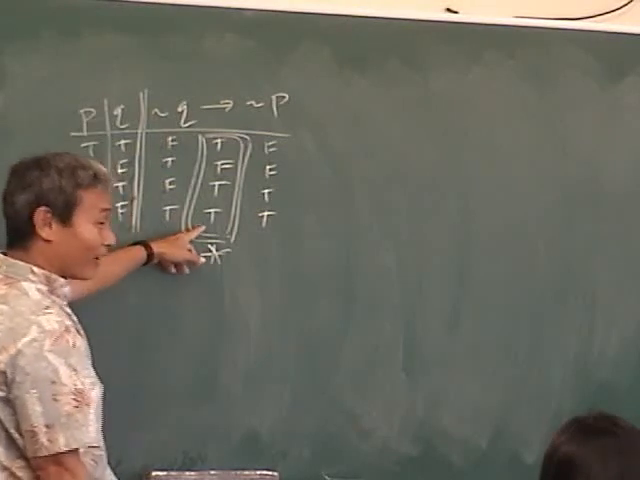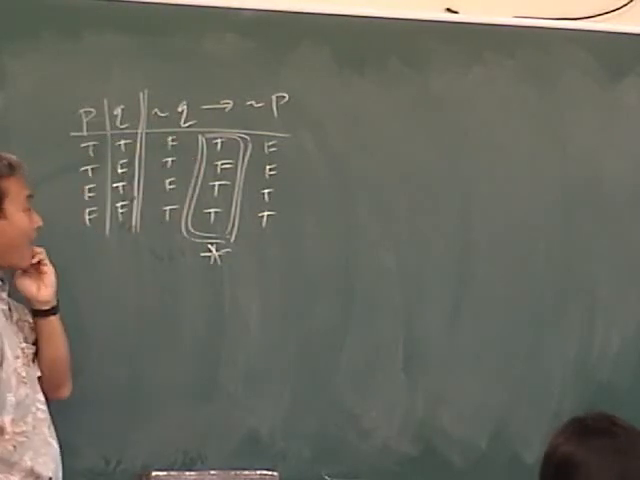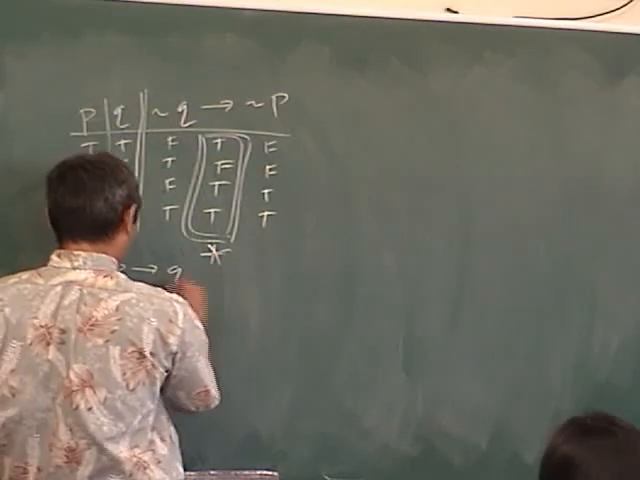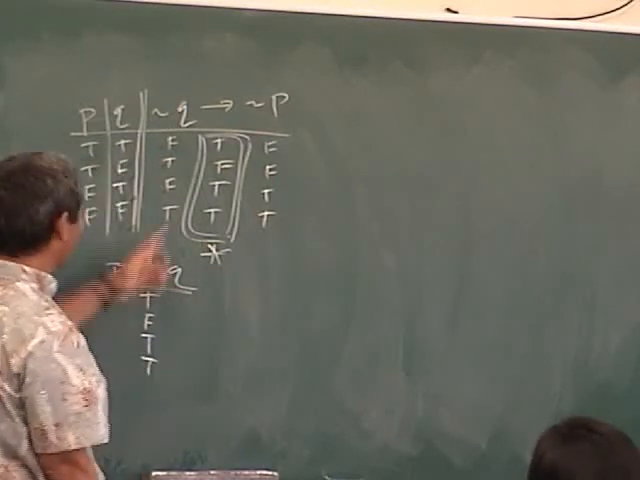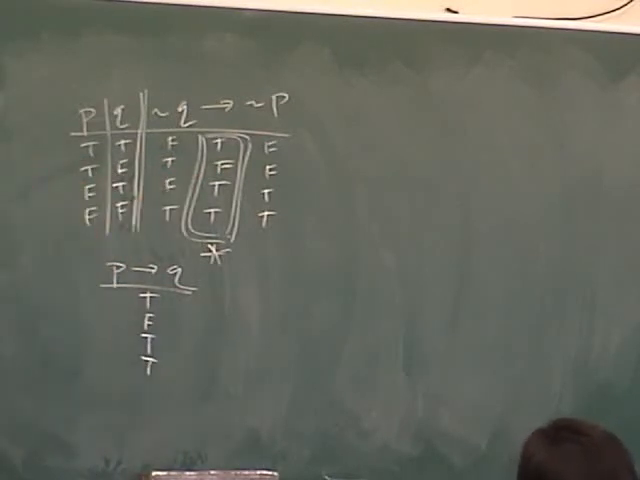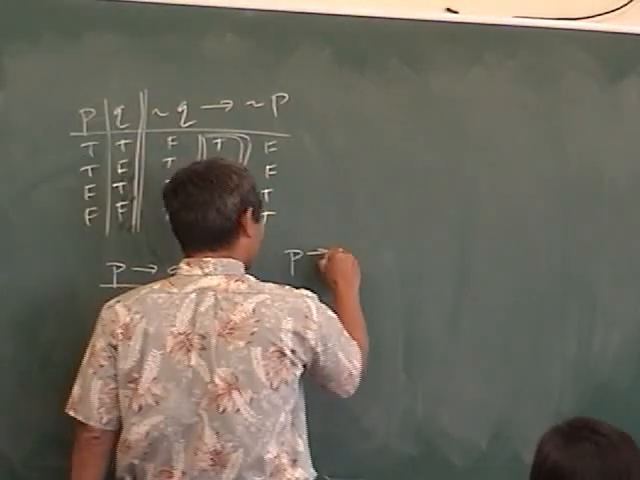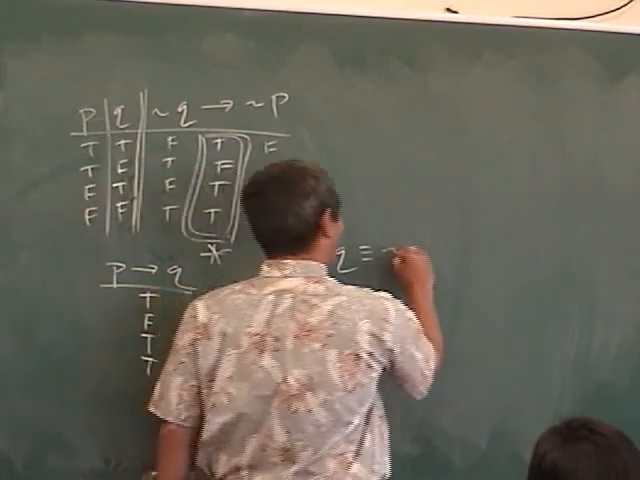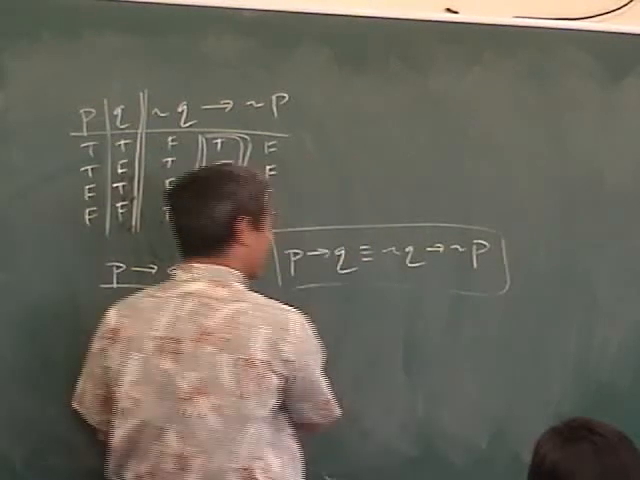Hey, I've seen this before. Where have I seen true, false, true, true? If P, then Q. So, do I have to do it again? Okay, I will. They're the same. So what did I just learn from this problem? P implies Q is logically equivalent to not Q implies not P. I'm going to box that.